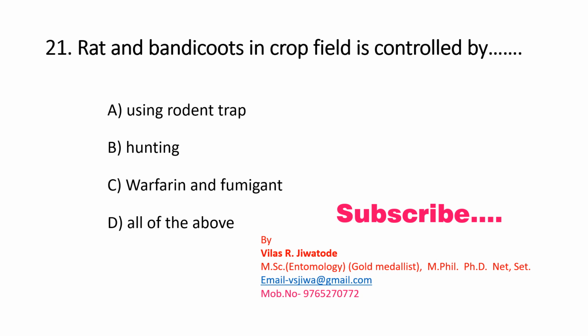Then, rat and bandicoot in crop field are controlled by. If we want to control these rats and bandicoots in crop field, then it is controlled by. Here the options are: first option, using rodent trap, then hunting, then warfarin and fumigant, and all of the above. We use rodent trap to control these rats and bandicoots. We hunt these rats and bandicoots by using domestic cat, and we use warfarin and fumigant.